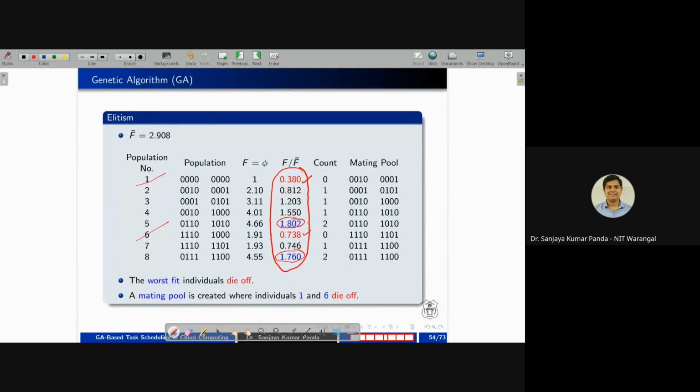So we have to duplicate these two chromosomes and discard population number 6 and population number 1. The worst-fit individuals die off. Here the worst-fit individuals are population number 1 and population number 6. A mating pool is created where individuals 1 and 6 are dead, and in place of 1 and 6 we place population number 5 and population number 7.